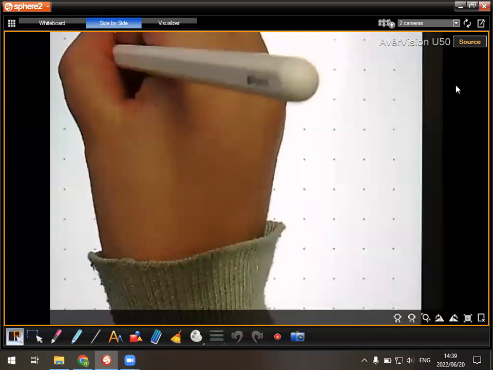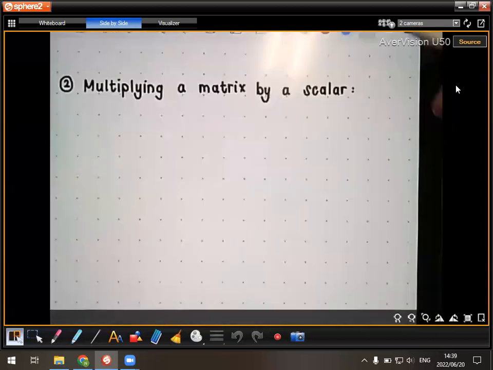So now the next type of operation that we're going to talk about is multiplying a matrix by a scalar, which sounds very complicated, but it literally just means multiplying a matrix by a number. That's all it is. I'm just going to use the word scalar because I don't want you to see it in the textbook and get confused. It's just a number. Okay, so that is the next thing. Do you guys have any questions on addition and subtraction?